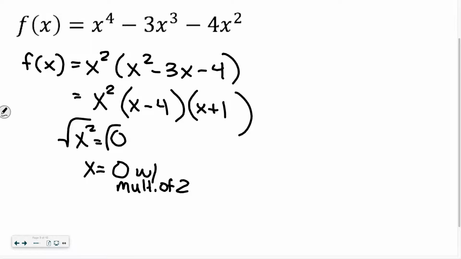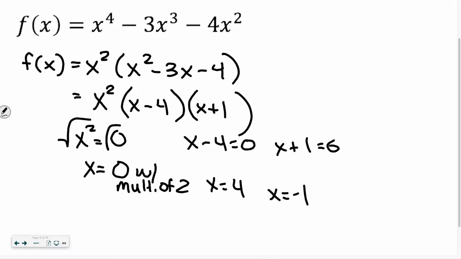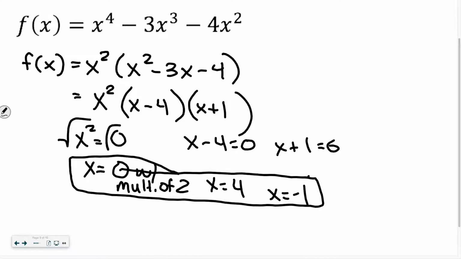If I had a greatest common factor and I could take out x to the fourth, how many times would 0 have been a solution? 4 times. X to the fourth would be x times x times x times x. That's how many times it's a solution. Okay, and what are my other two zeros? Positive 4 and negative 1. Didn't mean to cross that out, sorry. Okay, so I've got those zeros.